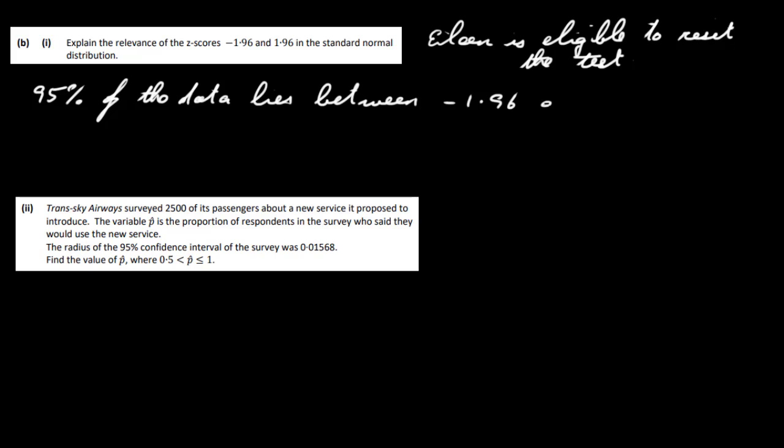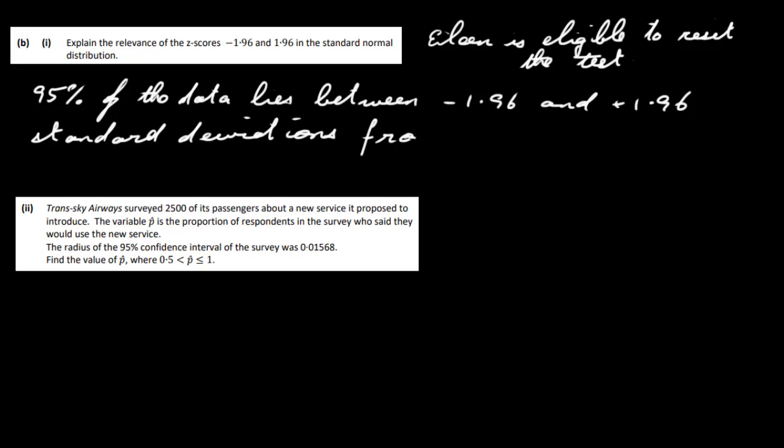Okay, so we'll just use the basic definition here. 95% of the data lies between minus 1.96 and plus 1.96 standard deviations from the mean. And that's it, that's really all we need to write there.